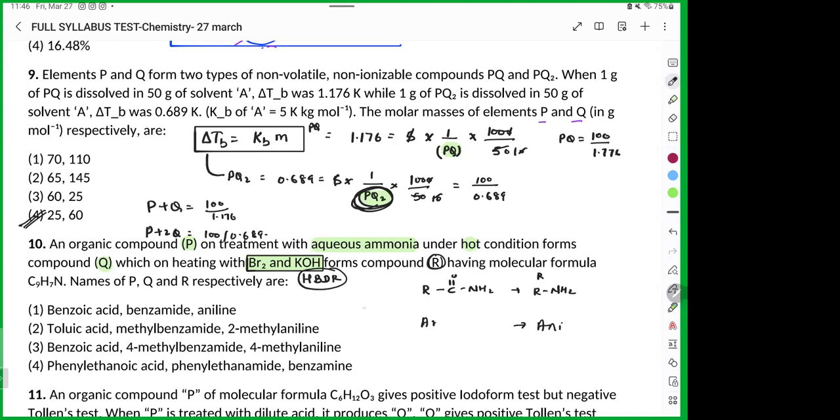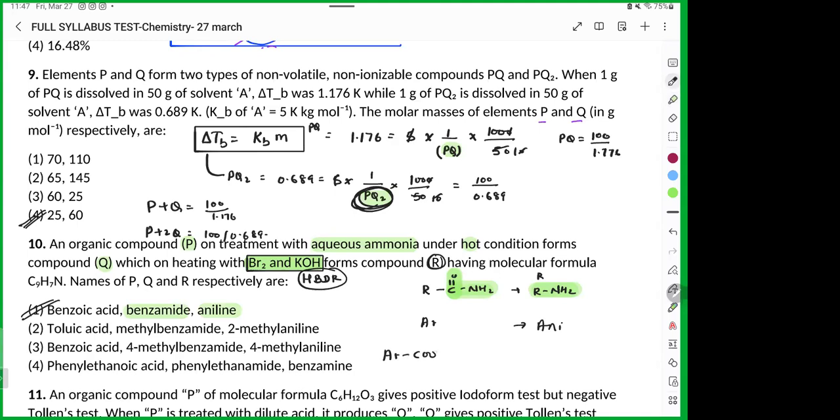And in case of P, benzoic acid is possible. So I guess the answer should be 1. How do you know? Bromine plus KOH means you have an amide. Amide will form amine. If you take benzamide, it will produce aniline. Correct? What should P be? P should be your benzoic acid.